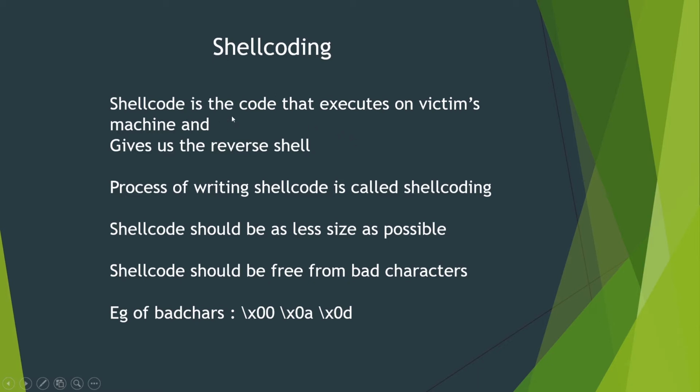This shell code is the code that is executed on the victim machine, and after execution we get the reverse shell. The code need not be a reverse shell all the time. It can be a bind shell or a calculator. But in order to take advantage of the victim's machine, we generally write reverse shell code.